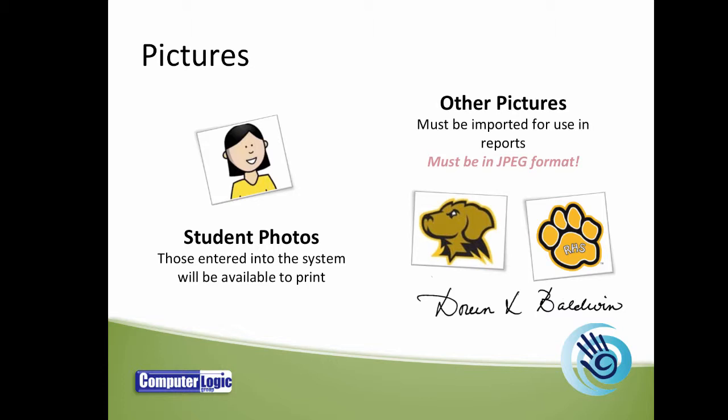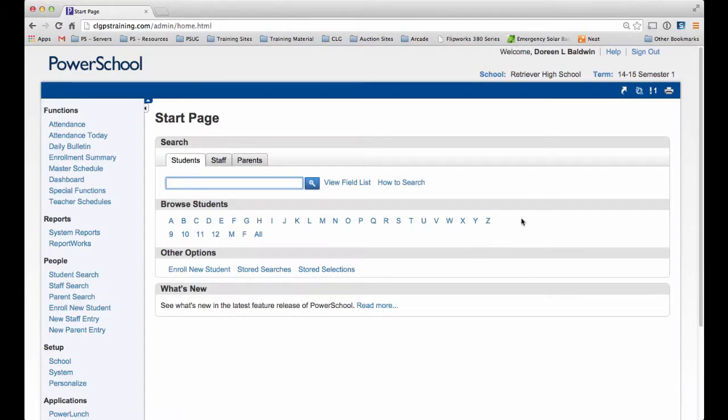Now, anything else that you want to put into PowerSchool and use on your reports, you can do so as long as they're JPEG format and you've imported them into the system. In order to let you know how that's done, I want to take a minute here and switch over to PowerSchool and actually import a couple of photo items that we're going to use in our reports.